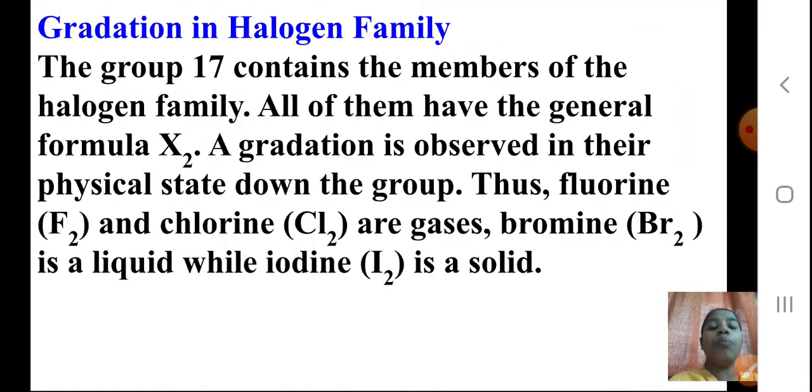Now, the next part is gradation in the halogen family. Group 17 contains the members of the halogen family. All of them have the general formula X2. We write it as F2, Cl2, Br2. A gradation is observed in their physical state down the group. Thus fluorine and chlorine are gases, bromine is a liquid, while iodine is a solid. So in one halogen family only, the elements placed have different characteristics.